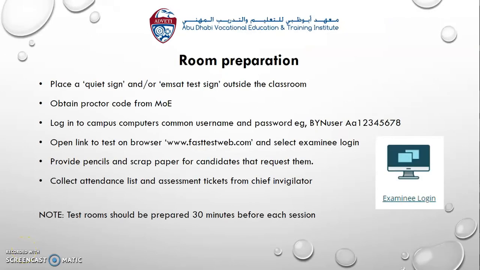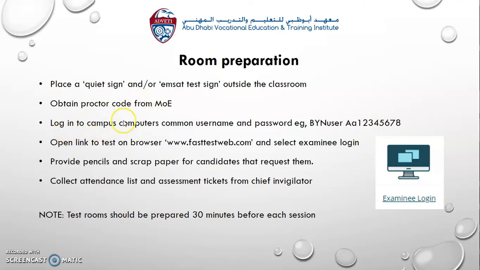So, room preparation. Before an exam, you need to make sure there is a quiet sign or an EmSAT test sign outside the room, so that people outside the test room know that this exam is happening. You need to get the proctor code from the MOE. This will be sent via email and the chief invigilator will pass it on.